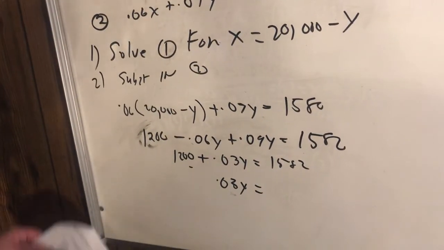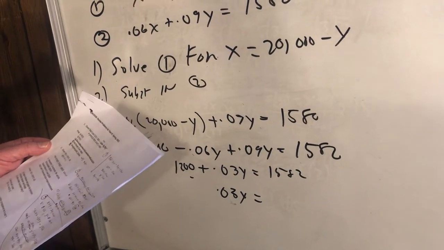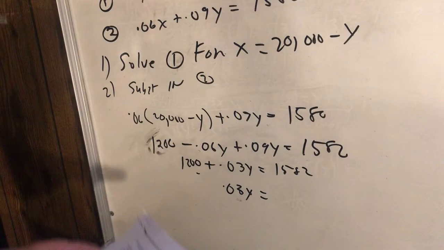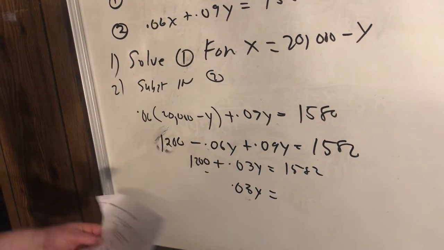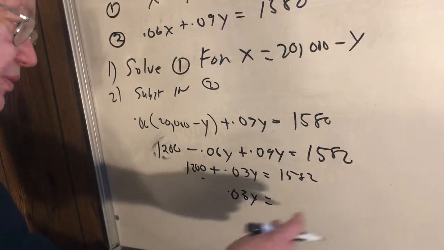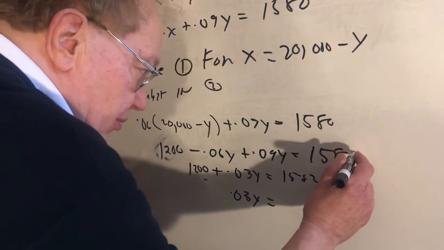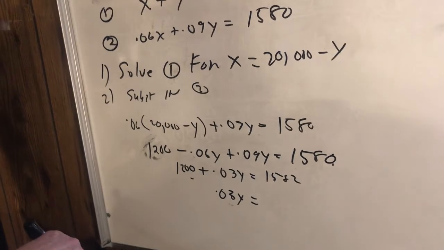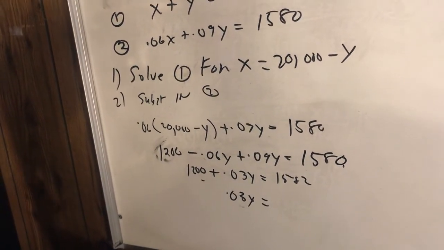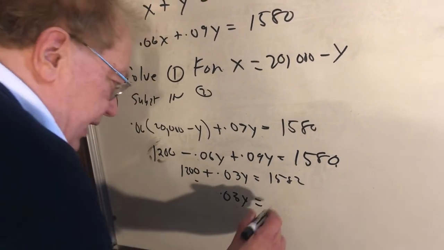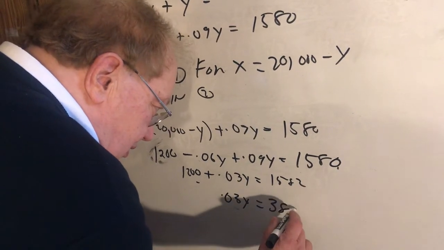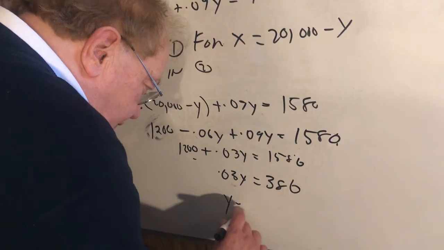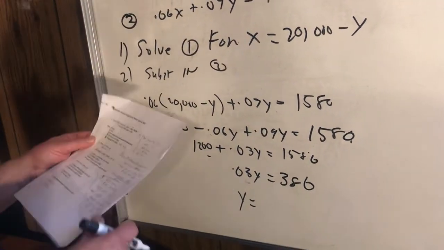Bring this over here: 0.03y equals 380. I changed that on the fly; it was an 80, not a 60, so it's 380. That's what happens when you change these things on the fly. And y is 380 divided by 0.03.